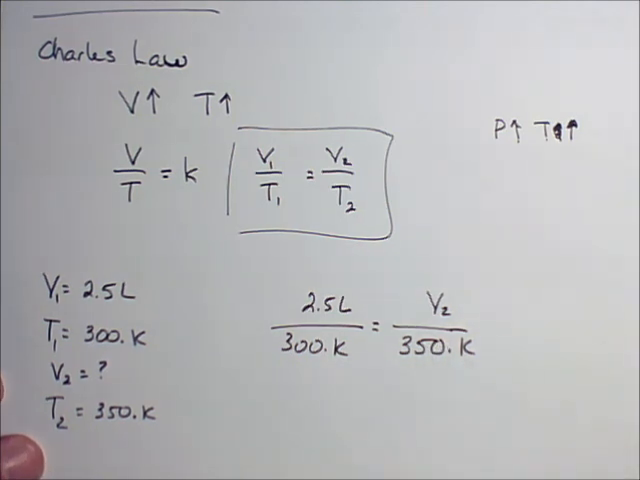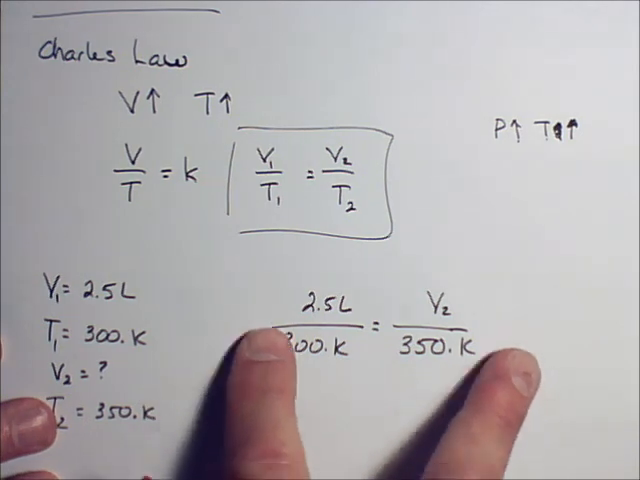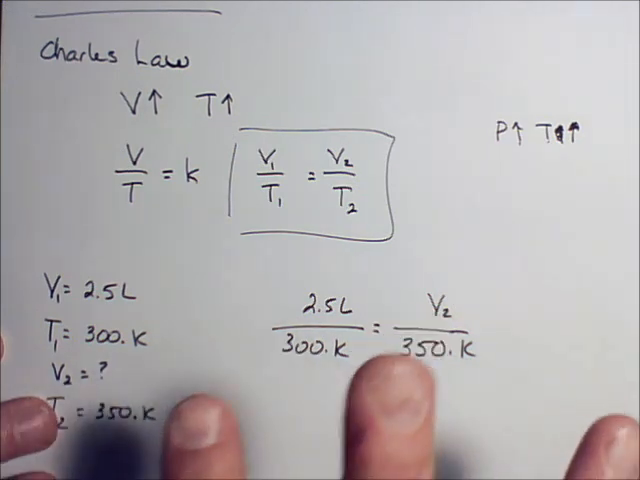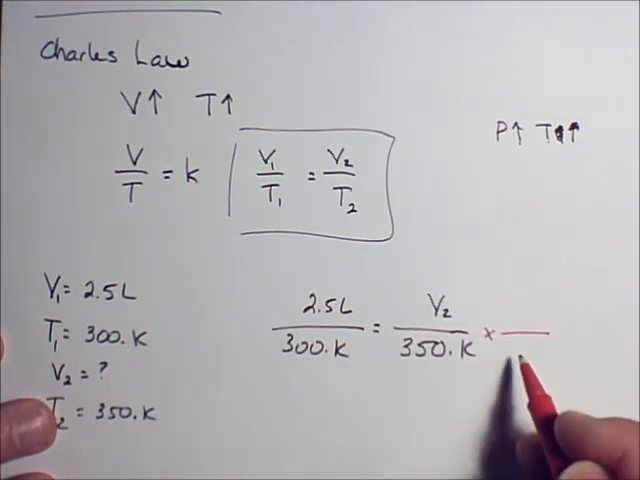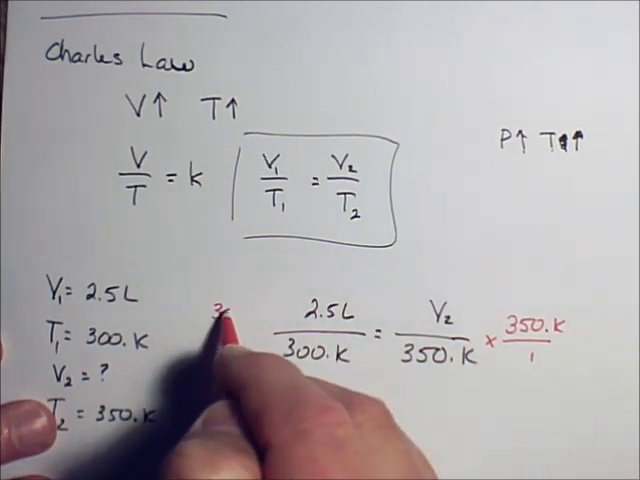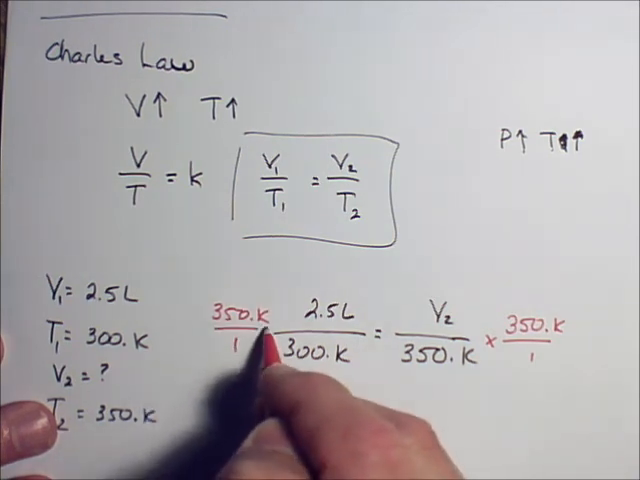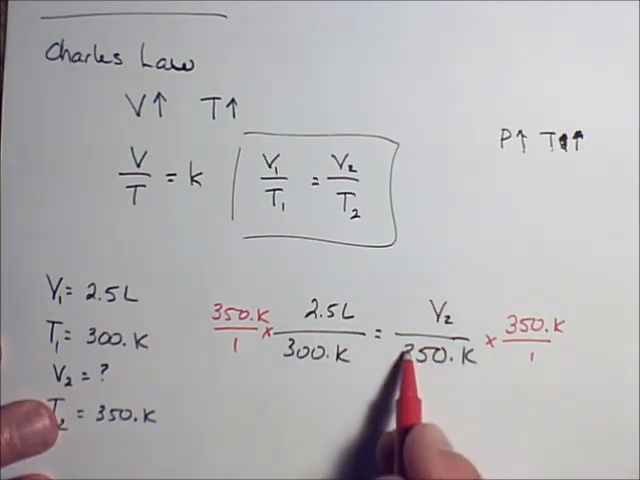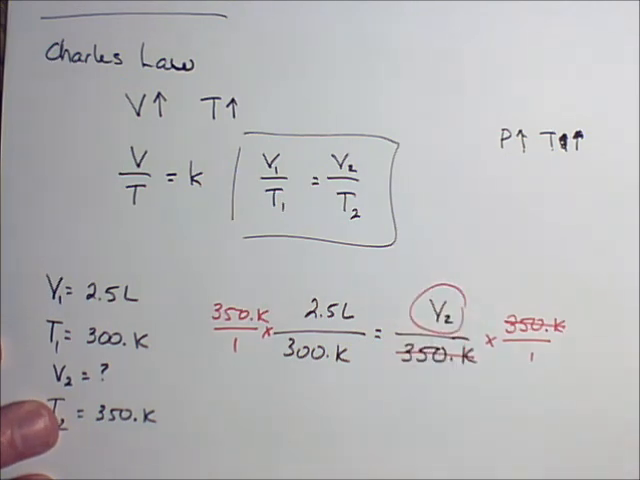All right. Now, to solve this problem, we want to first start with isolating the unknown. Here's your unknown right here. And we're going to isolate it by doing the math on both sides exactly the same. Whatever you do to one side, you do to the other, and it's still going to be an equality. So the way we get the V2 by itself is we multiply both sides by 350 K over 1. As long as you do it to both sides, it doesn't change the fact that it's an equality, and it's going to isolate the unknown. So all of this is going to cancel. We've got V2 by itself.